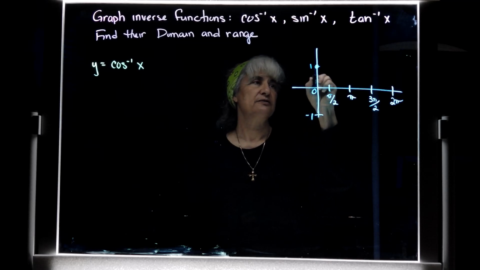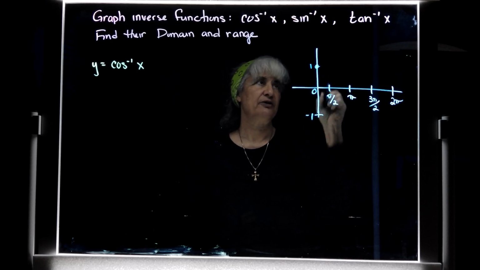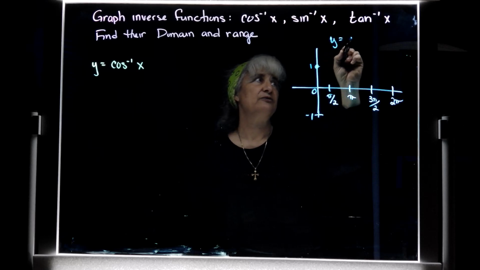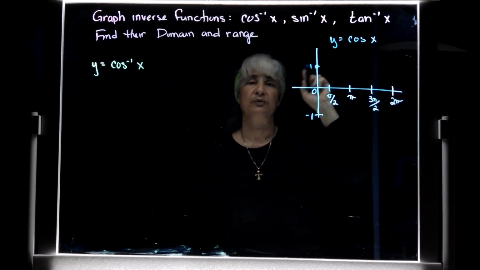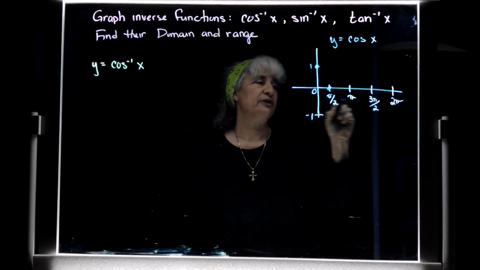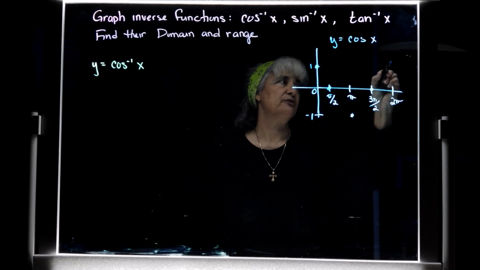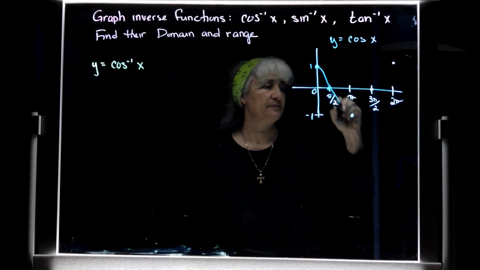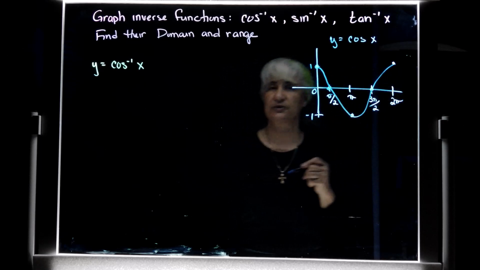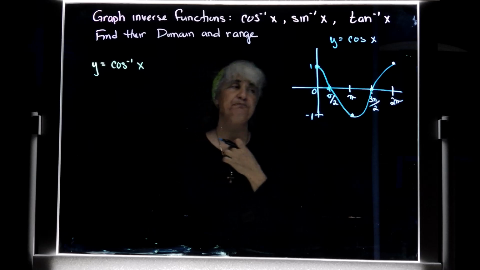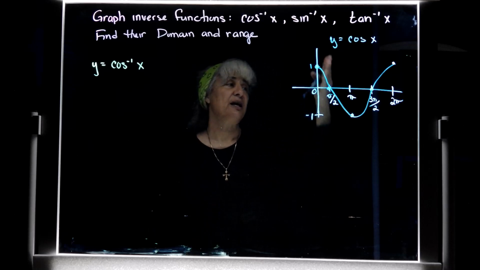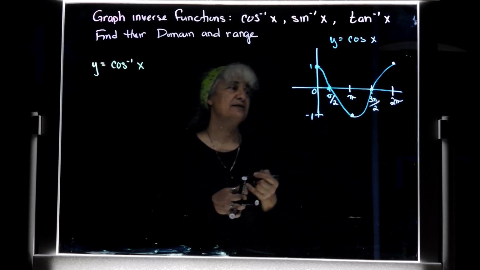that was 1. And then the cosine at pi over 2 is 0. Let me write this down so you remember what we're graphing. The cosine of pi is -1, 3 pi over 2 is 0, and 2 pi is 1, right? So this would be my cosine function. Agreed? Okay, and it is a function, and it passes the vertical line test.